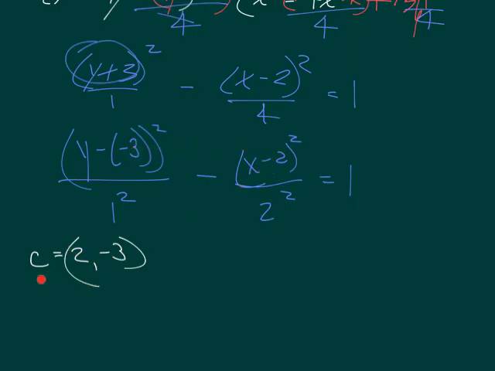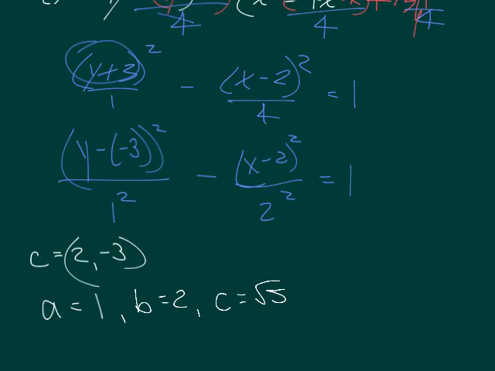I also know that a is 1 from this right here, and I also know that b is 2, and then I can go ahead and find my c using c squared equals a squared plus b squared. So I find out my c is the square root of 5. Okay, so that's all the information that I need, my a, my b, and my c. Once I find that out, I'm good to go. And I also have my center point there.